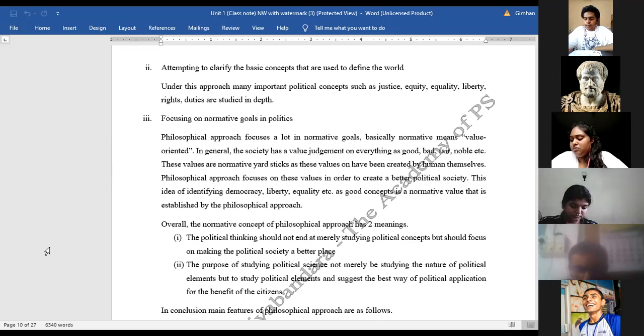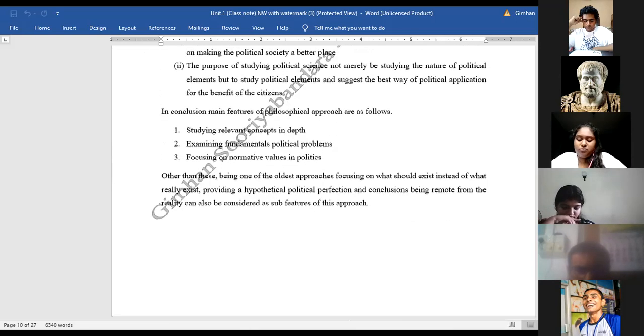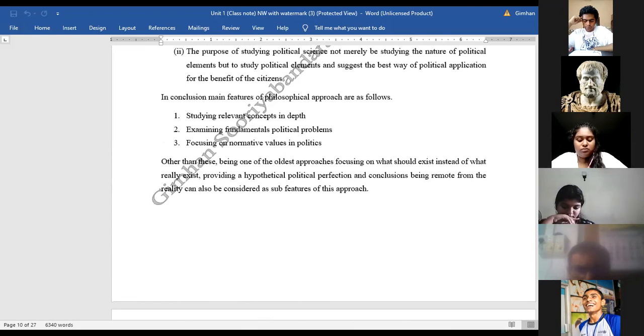These values are normative yardsticks as these values have been created by humans themselves. The philosophical approach focuses on values in order to create a better political society. This idea of identifying democracy, liberty, equality, etc. as good concepts is a normative value that is established by the philosophical approach. Overall, the normative concept of the philosophical approach has two meanings. One, political thinking should not end at merely studying political concepts but should focus on making the political society a better place. Second, the purpose of studying political science is not merely to study the nature of political elements but to study political elements and suggest the best way of political application for the benefit of the citizens.